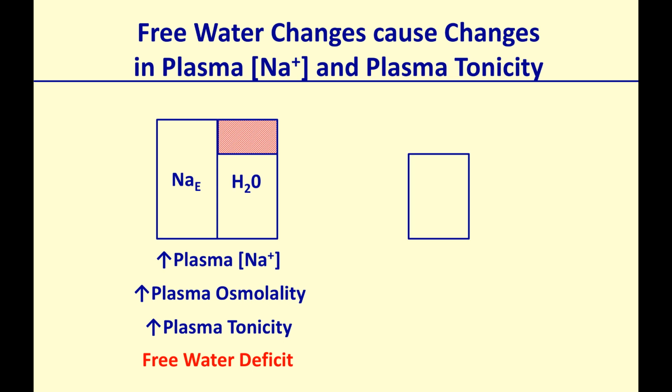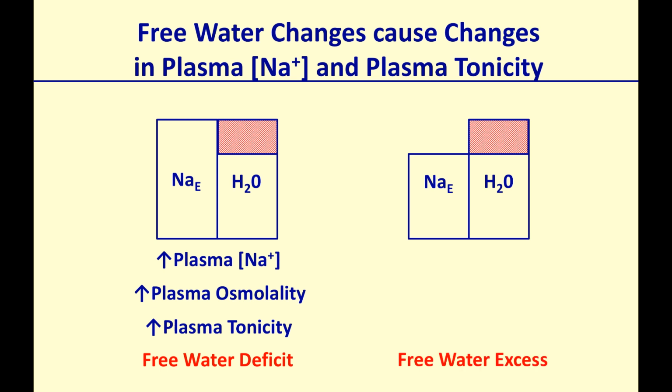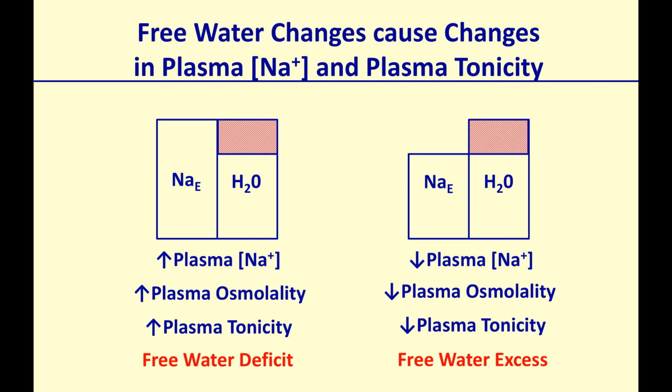Now, when the total body sodium is less than total body water, then what you're seeing is that you have more water than sodium. And actually, if you look at this red area there, that is the area that is in excess, that is maintaining this imbalance between sodium and water. This excess water that you have there is called free water excess. And when you have free water excess, because you have more water than sodium, then the plasma sodium concentration is going to go down, the plasma osmolality is going to go down, and the plasma tonicity is going to go down.